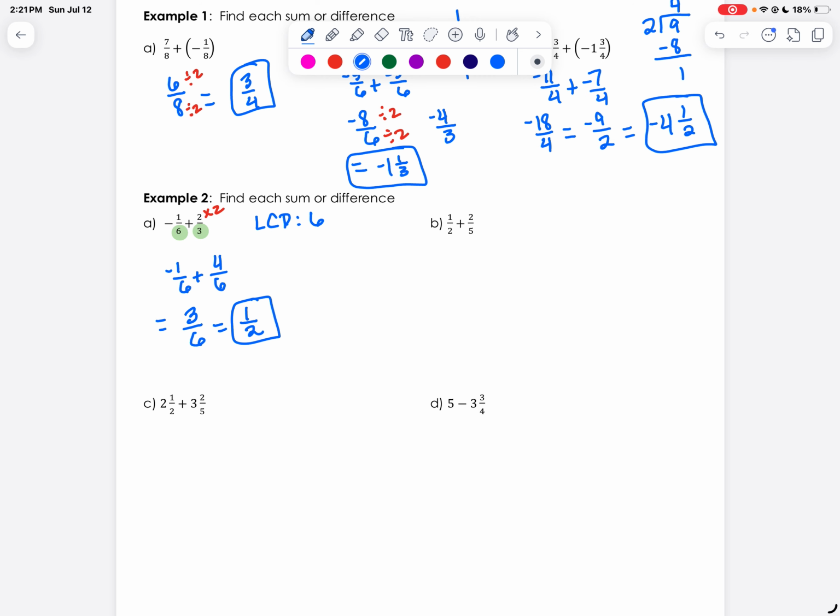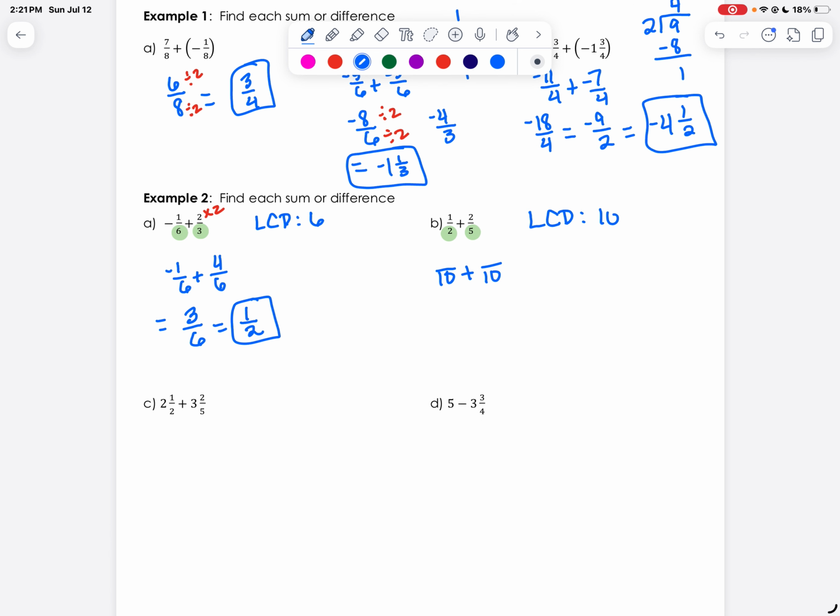All right, in problem B, let's look at our smaller denominator, 2, and ask yourself, will 2 go into 5? No, it won't. So what I do is I multiply them together, and I say my LCD will be 2 times 5, or 10. So I'm going to rewrite both of these fractions with a denominator of 10.